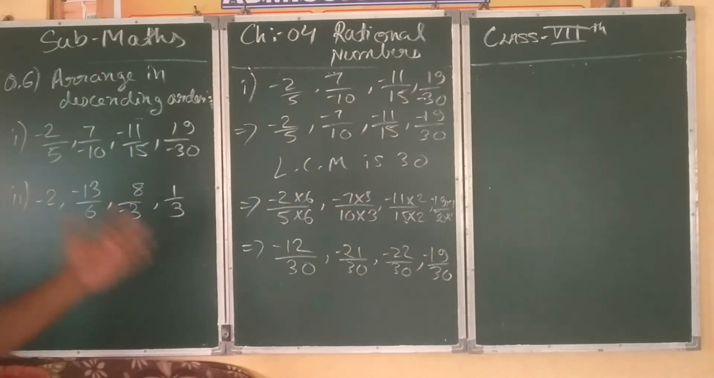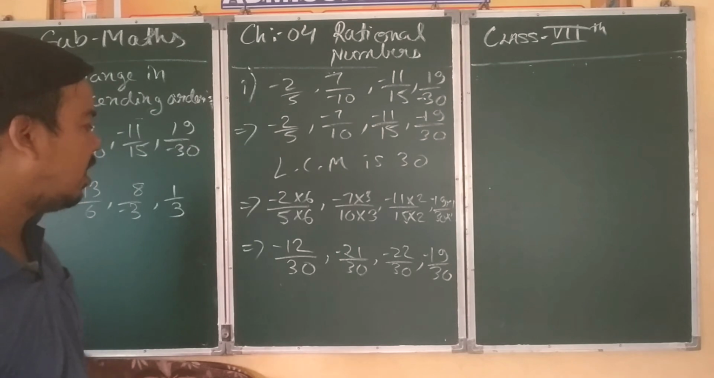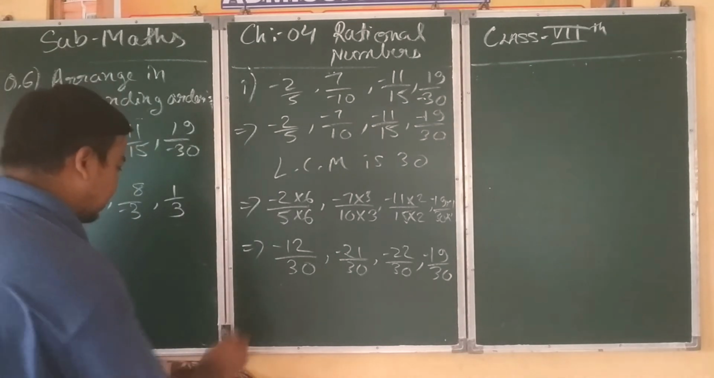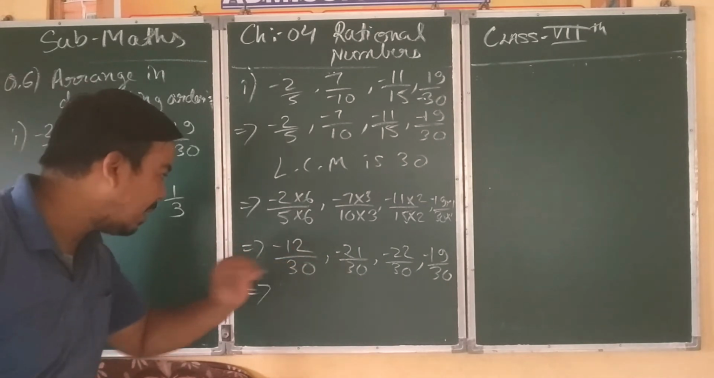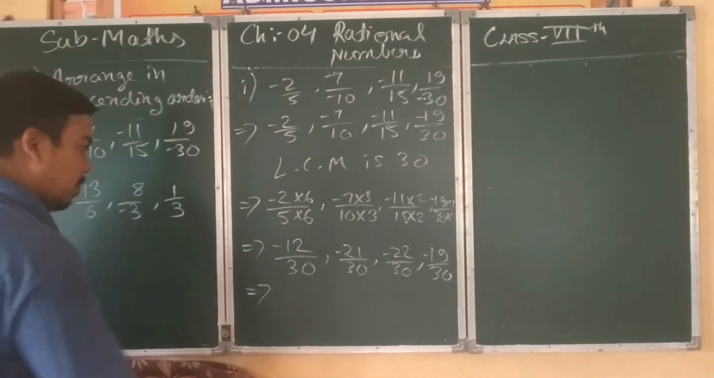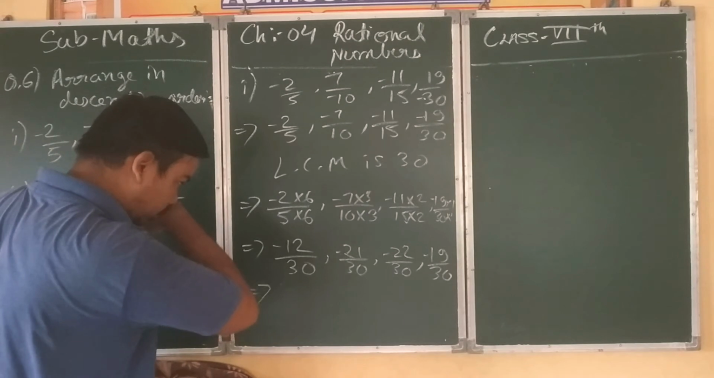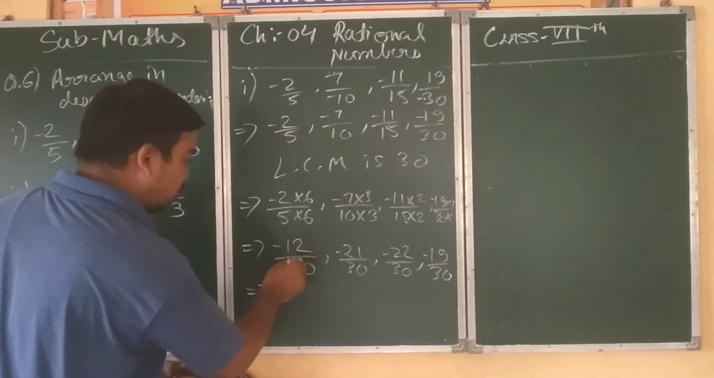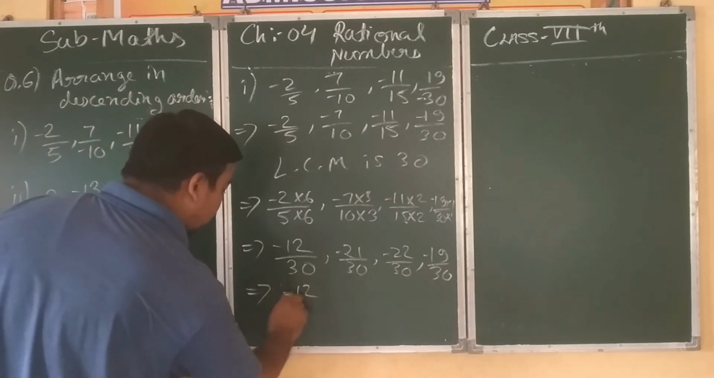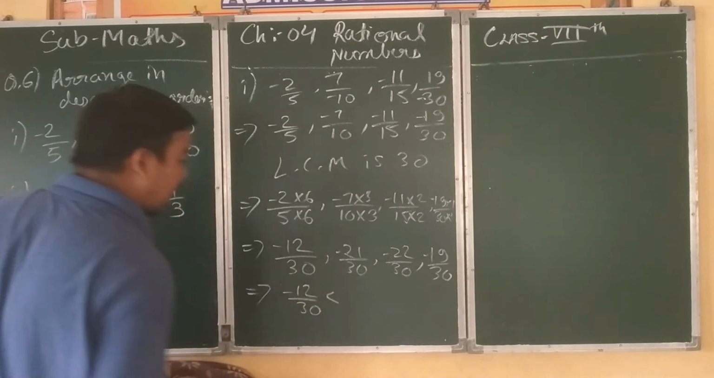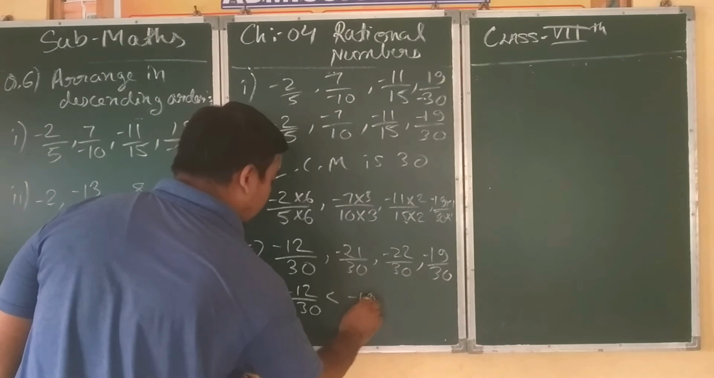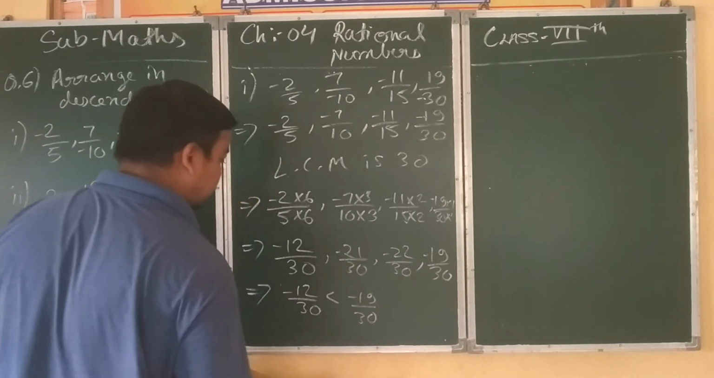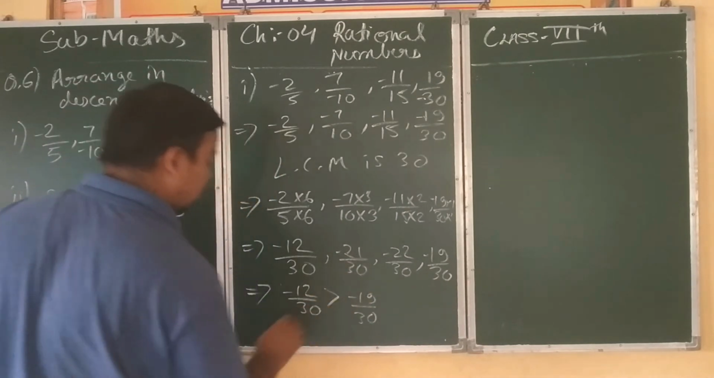Okay. So now arrange in a descending order. Descending order means bigger to smaller. Which number is bigger? All the rational numbers are negative. So minus 12 by 30 is bigger. According to that, minus 19 by 30. Bigger, no?